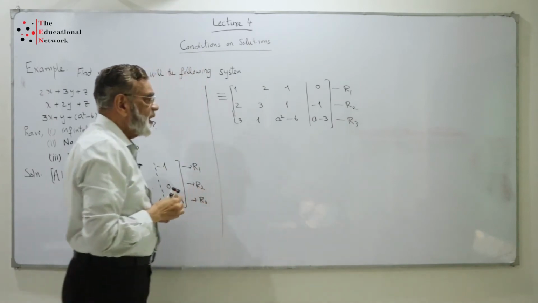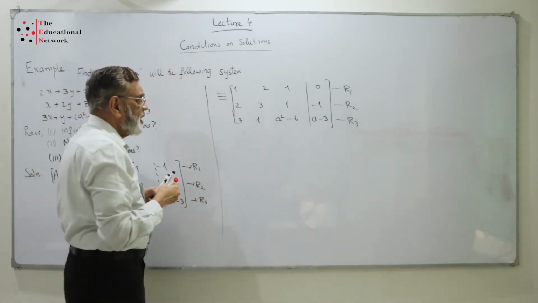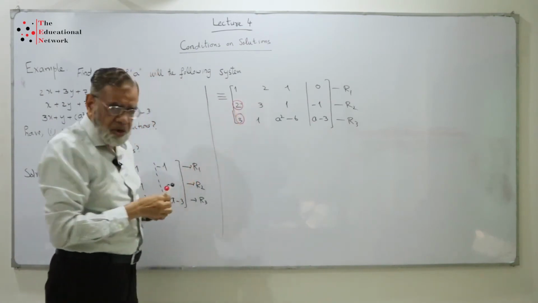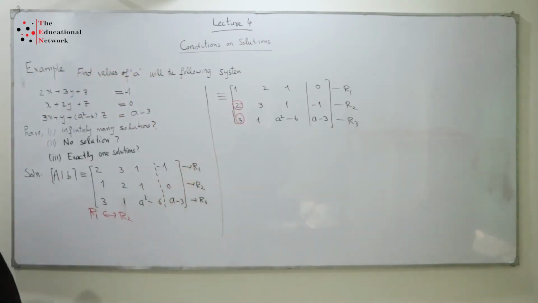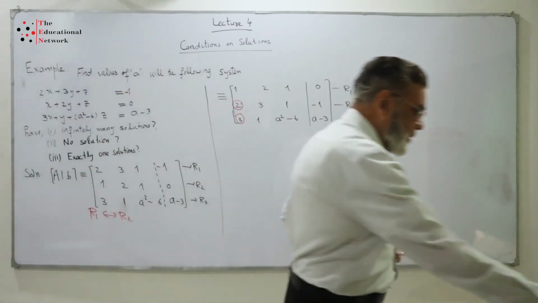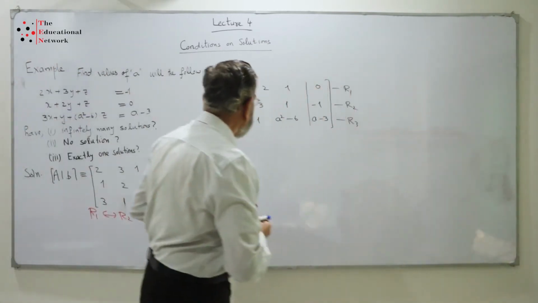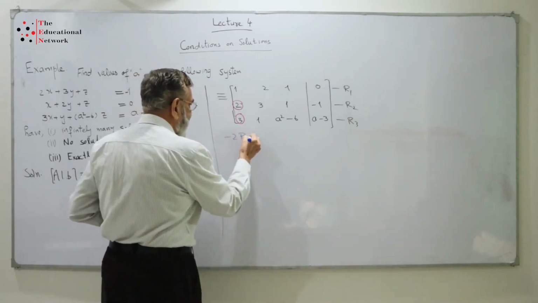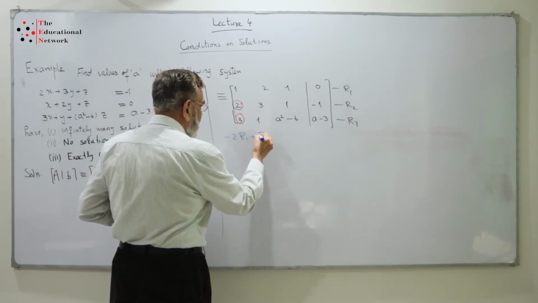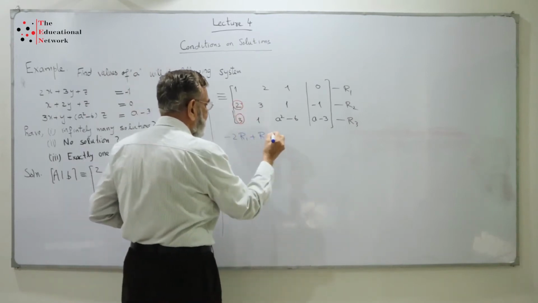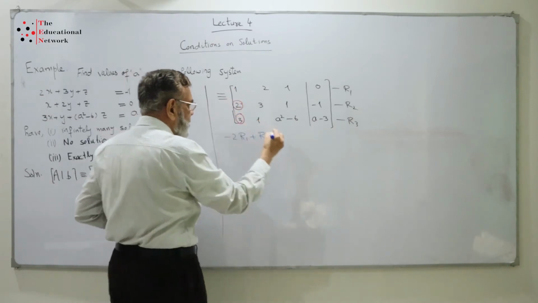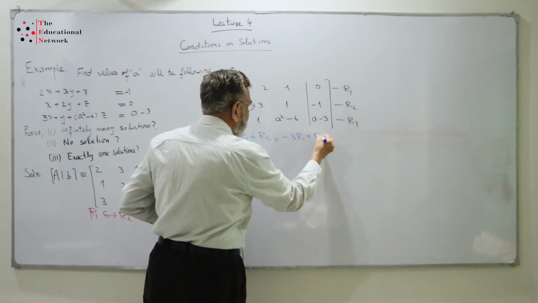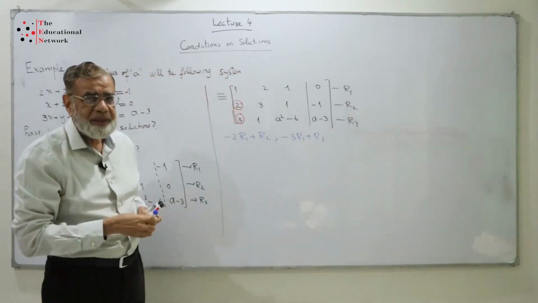Now the next step is that we want to use this 1 and eliminate this 2 and 3. We want to make them 0. To do that, we are going to use row operations. My first row operation: I multiply the first row by -2 and add to the second row. That will make this value 0. The next row operation will be -3 R1 plus R3. In this way, I'm going to make this value 0.